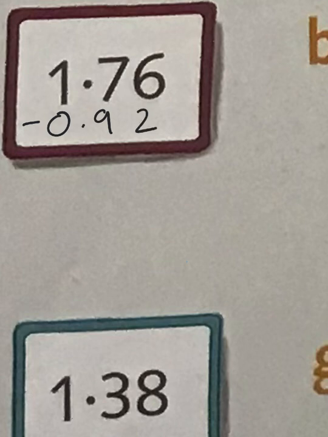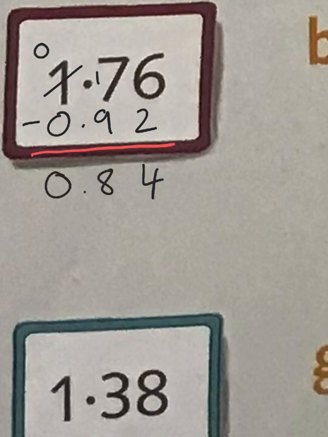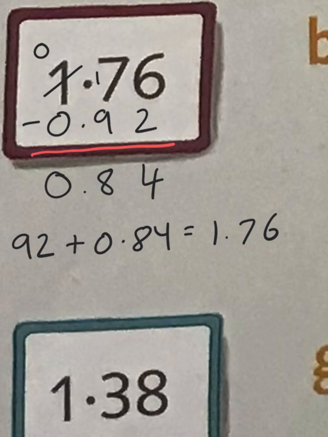0.92, for example. Okay, so 6 take 2 is 4, 7 take 9 I can't do. I'm going to borrow one from the 1 and put it there. So 17 take 9 is 8, and that gives me 0.84. So now I can see that 0.92 plus 0.84 equals 1.76, and that gives me one addition sum that can be used to make this answer. And you can use that same strategy to make the other answers as well.